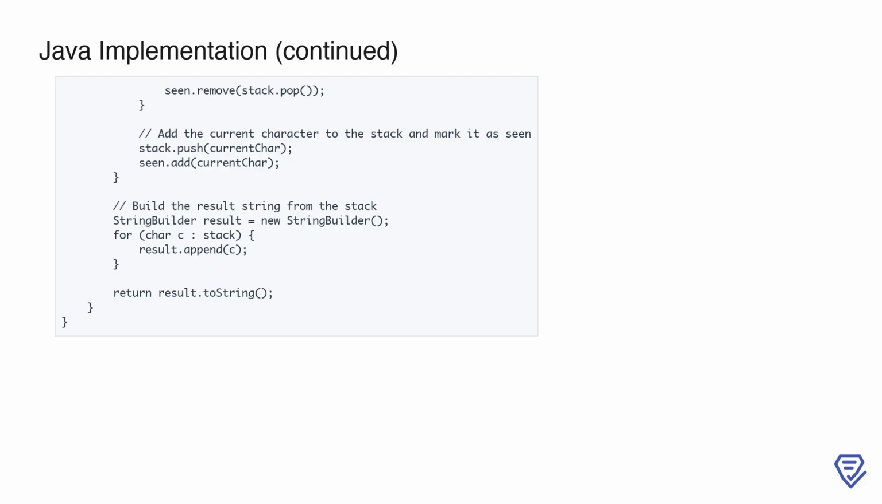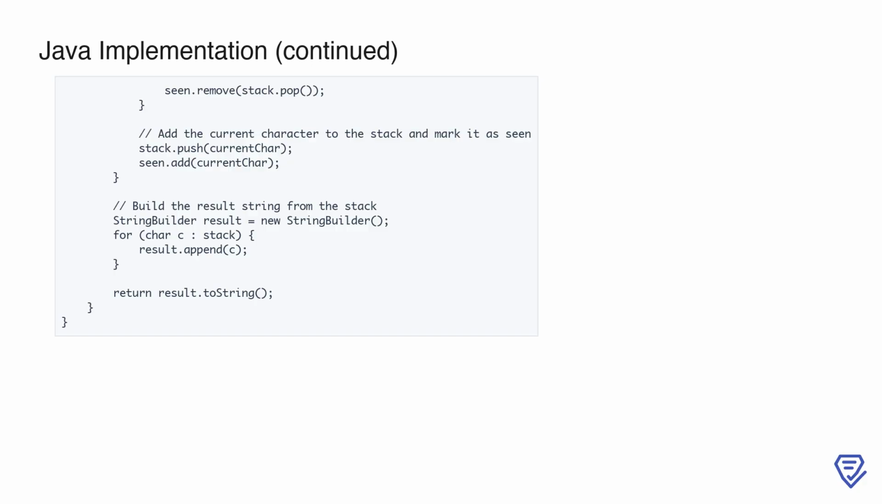Once the stack has been adjusted to maintain lexicographical order, we remove the popped character from the seen set. Then, we push the current character onto the stack and mark it as seen so that it won't be added again. After processing all characters in the string, we build the result by iterating through the stack and appending each character to a string builder. This ensures that the characters are concatenated in the correct order. Finally, we convert the string builder to a string and return it as the result.